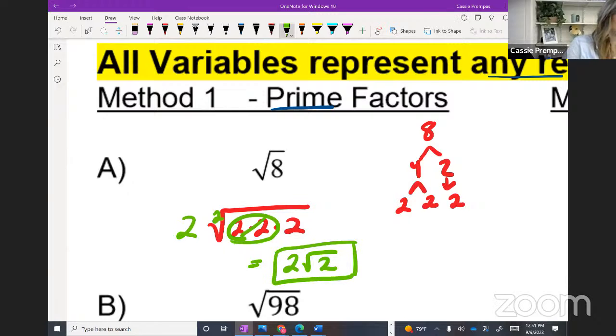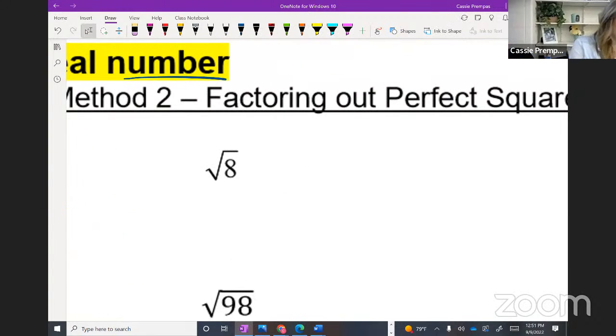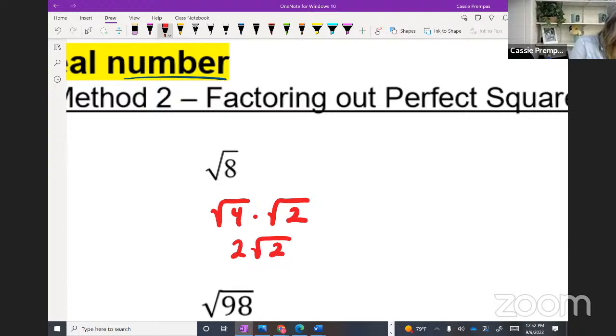Now that's using method 1. Method 2 would be, you know your perfect squares, so you're going to simplify maybe a little faster. What's the highest perfect square that goes into 8? 4. So I could just call this square root of 4 times square root of 2. And then I would simplify. What is the square root of 4? 2. So I'd have 2 root 2 as my answer.